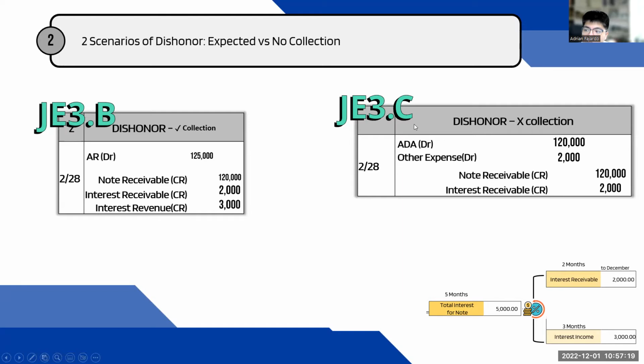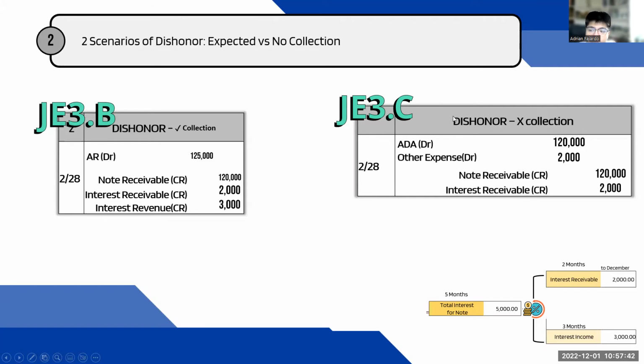In comparison, if there's no expected collection, then you ignore the interest income. Why? Because if you don't expect to collect them, we're going to start treating it as an impairment. We're going to start treating it as an expense. It doesn't make sense to recognize a revenue when you're already expensing the previously recorded revenue, right?